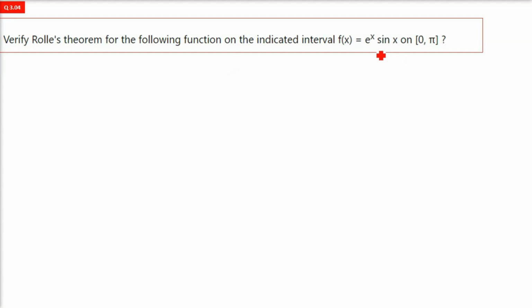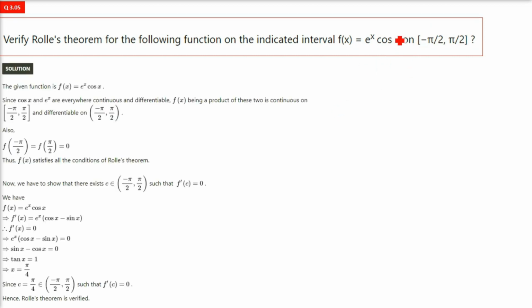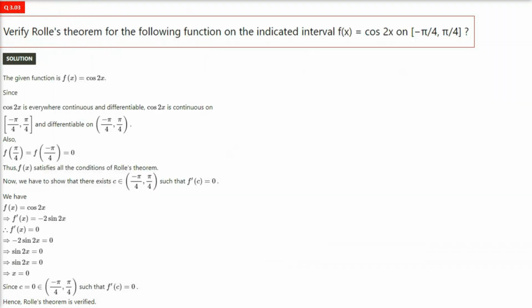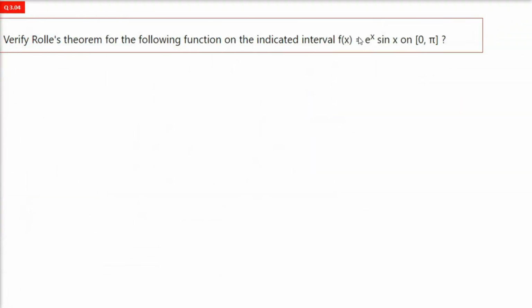Next is e to the power x sin x, from 0 to pi. With sin x we have e to the power x, so we are going to do this, and the process will be unchanged. The next question is e to the power x cos x, by the way. You have to understand this e to the power x sin x, which I am going to explain just now, and e to the power x cos x will follow. If you understand e to the power x sin x, the other questions will be easier for you.